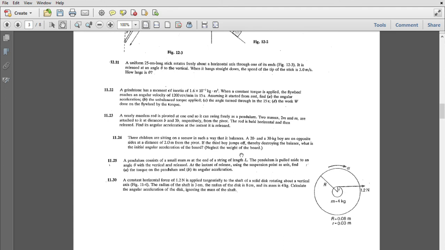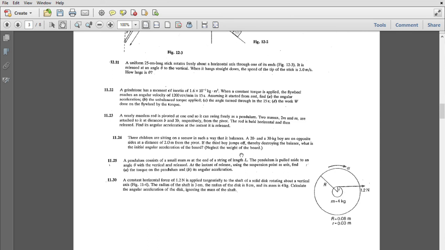Problem 1124. Three children are sitting on a seesaw in such a way that it balances. We've got a 20 and 30 kilogram boy on opposite sides, equal distances from the pivot. A third boy who's also on there jumps off, thereby destroying the balance. So three boys are on it. We're told where two of them are, and the third one jumps off, and we want to know the initial angular acceleration while it's still horizontal. We're supposed to neglect the weight of the seesaw board.